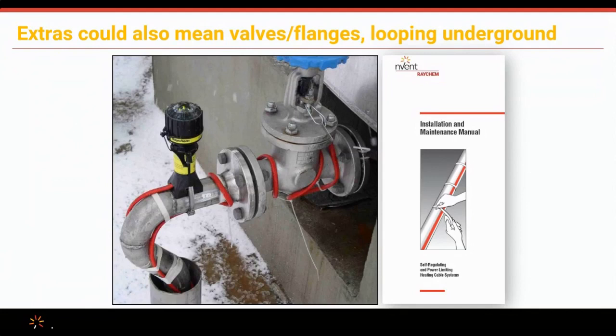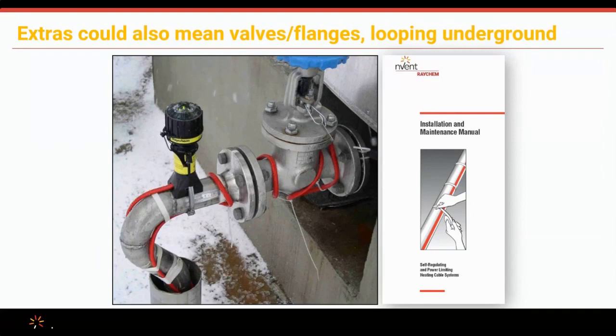On the second page, it does highlight some of the extras that you need. So as an example, you can look up a 4-inch valve and decide how much extra heat trace you should be adding into your estimate.